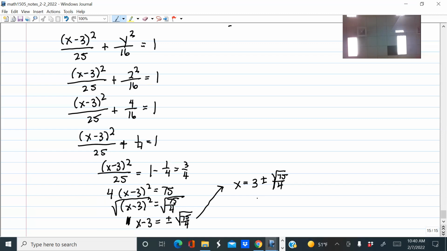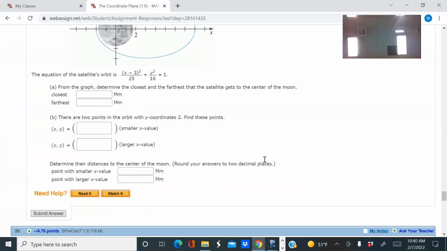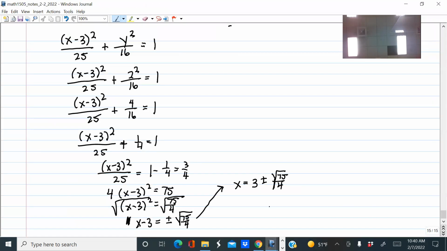Did they want this exact or in decimal? That's here. They wanted it not at 75. So I don't think they want this in decimals yet. Okay, so let's write this out. So you could put these answers in: 3 plus the square root of 75 over 4, 3 minus the square root of 75 over 4. But let's simplify these a little bit by hand.